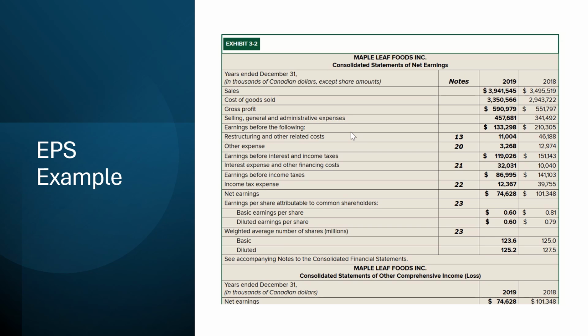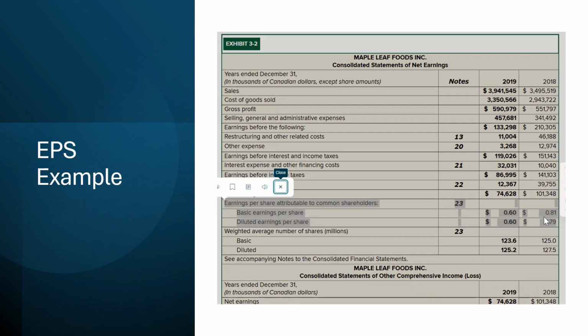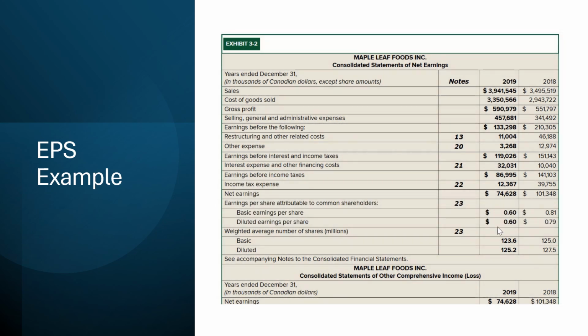Now I want to look at some examples. So Maple Leaf Foods here from the textbook has their consolidated statement of net earnings. And I wanted to show this one because it has earnings per share. So you can see the basic and diluted calculations here. Now in 2019, you can see that the calculation for basic and diluted is the same. And a lot of times that's because it rounds to be the same, or in some cases it's because there were no items that caused dilution at all.